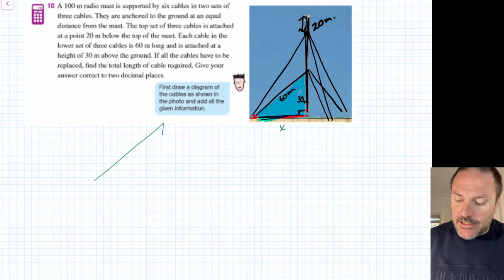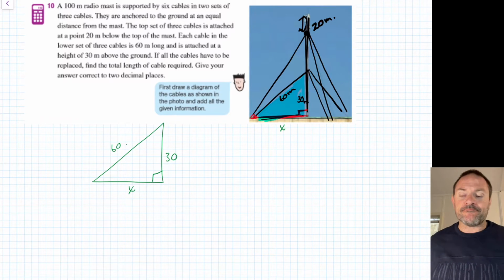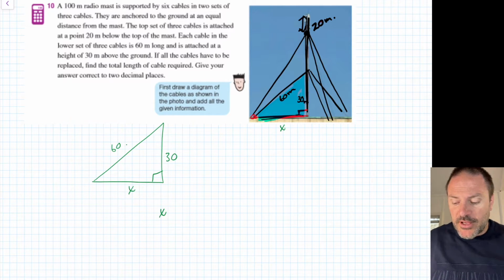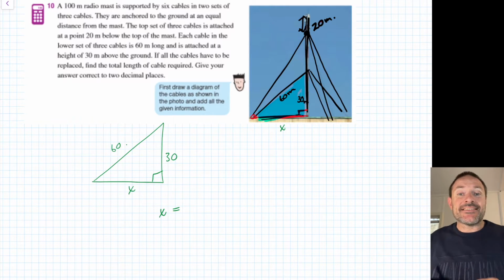So technically speaking, this is what I've got, right? I've got my X here, my 30 here, and my 60 here. So let's use Pythagoras' theorem to find out what X is equal to. Remembering that the distance from all of those wires is the same from the center of that mast. That's what we're trying to find at the moment.